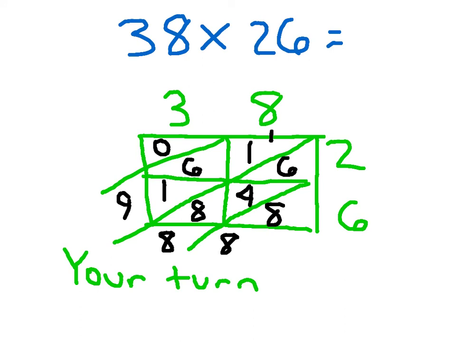And we had a 0 right here. I guess I could put the 0. But when I write out my answer over here, my answer is 988. And when I'm writing out 988, I would definitely not put that 0. So 38 times 26 is 988. And that's lattice multiplication for you.